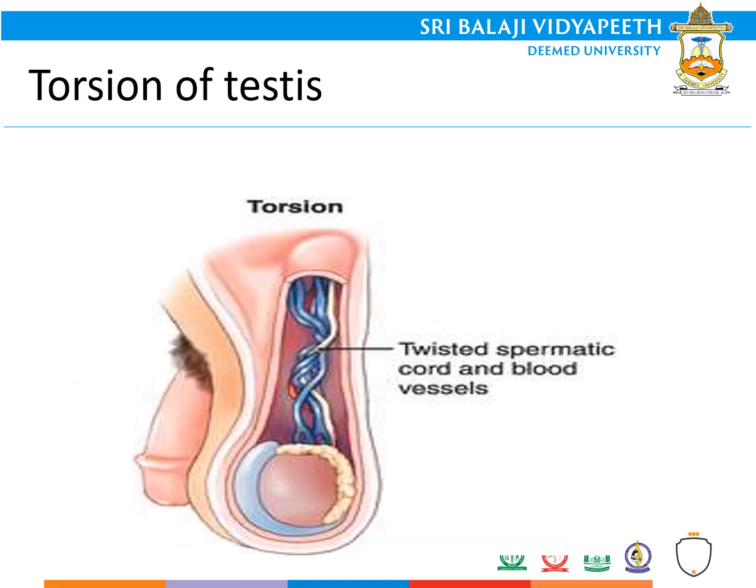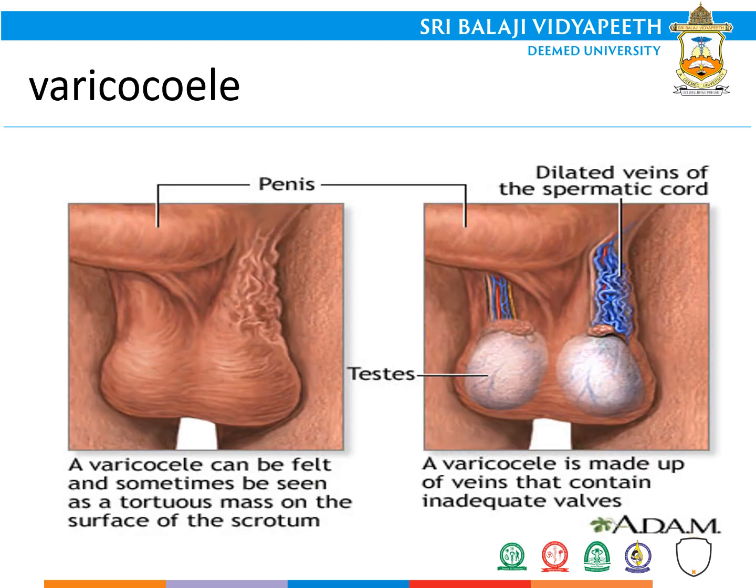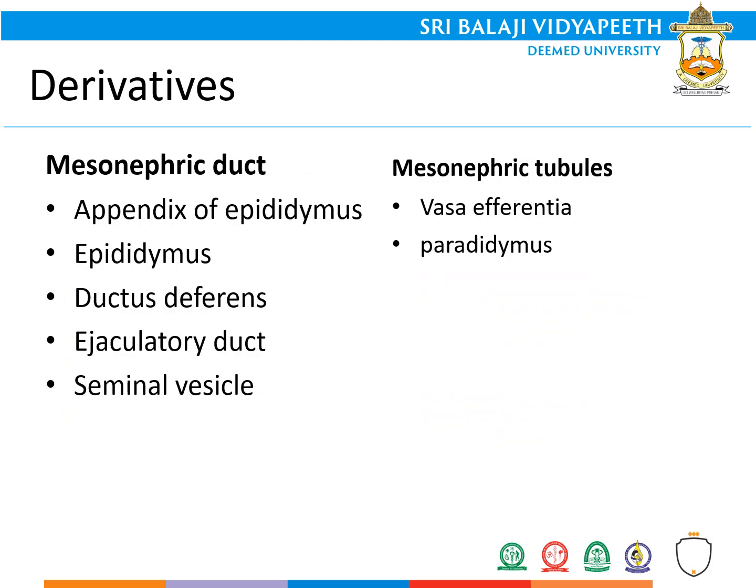Torsion of the testis is twisting of the spermatic cord. And varicocele is just like the varicose veins which we see in the lower limb, the dilation of the veins of the testis, such as the pampiniform plexus of veins.